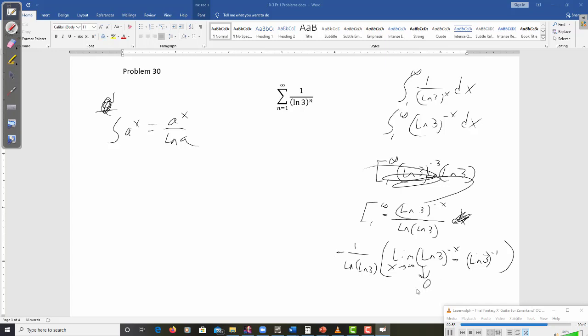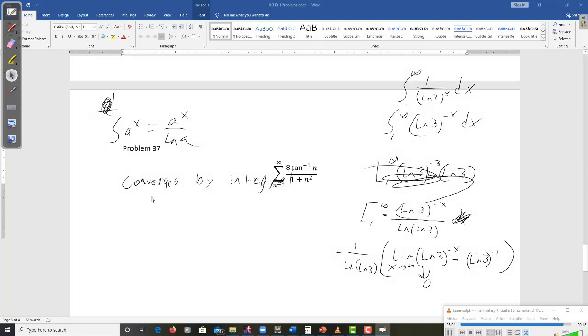Well, this will go to 0. So, because of that, this thing will converge. So it converges by the integral test. This integral converged, so does the series. Note, the sum doesn't necessarily have to equal this. It doesn't tell you the sum of the series, it just tells you whether it converges or not.